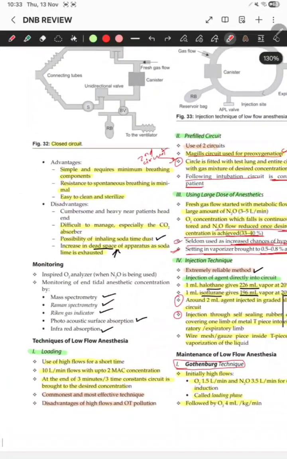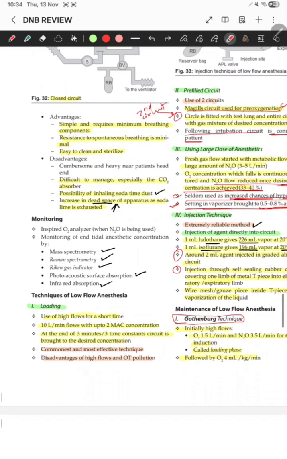Now the advantages. It is simple and requires minimal breathing components. Resistance to spontaneous breathing is minimal. Easy to clean and sterilize. Disadvantages are that it is cumbersome, heavy near the patient head end. It will be very heavy at the head end. Difficult to manage, of course, especially the absorber. Possibility of inhaling soda lime dust is there, and increase in dead space of apparatus as soda lime is exhausted.